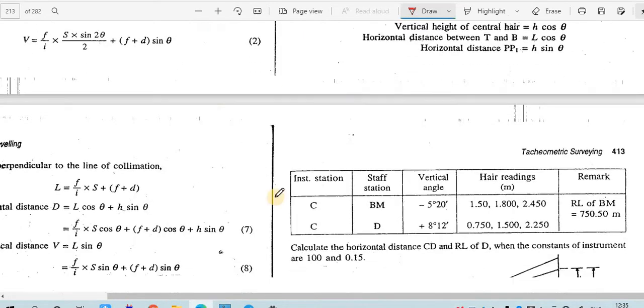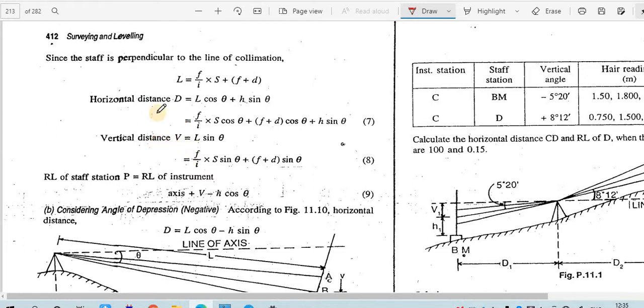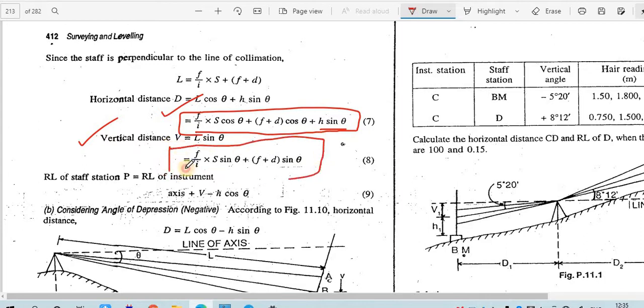The formula which changes is for the value of D, the horizontal distance: D = (f/i) s cos θ + (f + d) cos θ + h sin θ. So this is the formula for your horizontal distance. The vertical distance formula is V = (f/i) s sin θ + (f + d) sin θ. This is the formula for vertical distance.